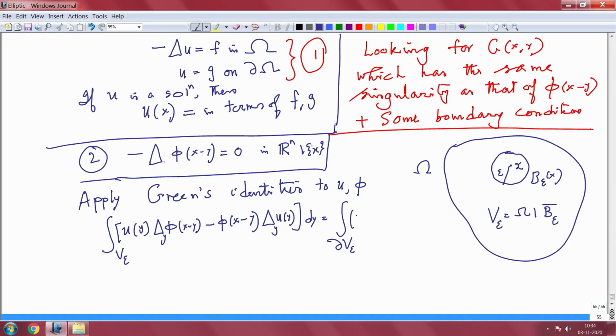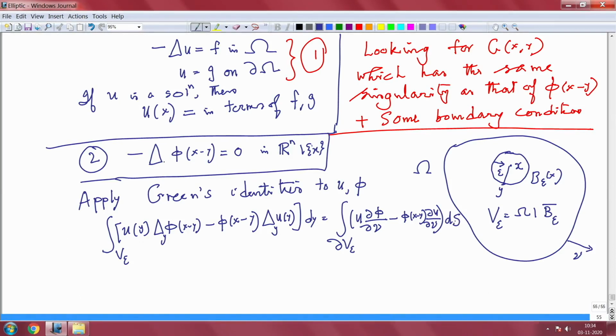That will give you u times d phi by d nu. Of course, nu is the external outward normal. So, the nu will be in this direction here, and for this boundary, the nu will be in this direction. So, you have to choose carefully what that nu is. That is all you have to do. So, y is here when you are integrating that part, this portion is fine. Then you have phi of x minus y times du by d nu, with respect to ds.